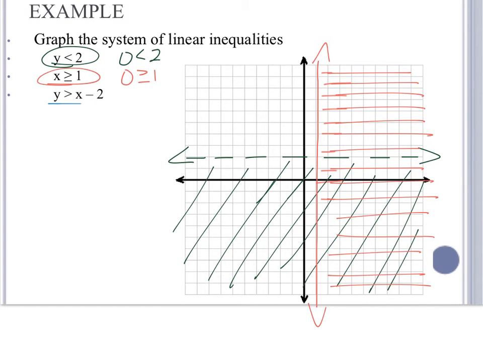Now in blue, I will graph the last equation. I have a slope of 1 and a y-intercept of -2. I'm going to find my -2. I'm going to go up 1 over 1, up 1 over 1, and create a line that goes like this. And again, I'll put in the point 0, 0. So 0 is greater than 0 minus 2. And of course it is, so I'm going to shade the side with 0, 0.